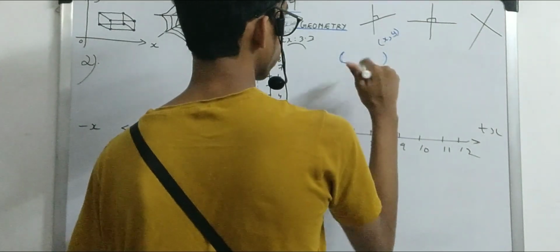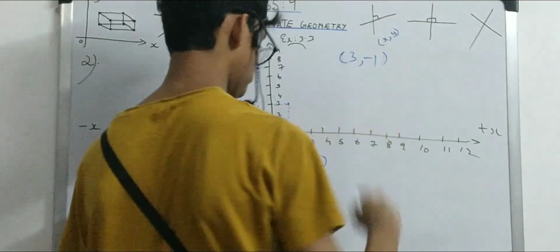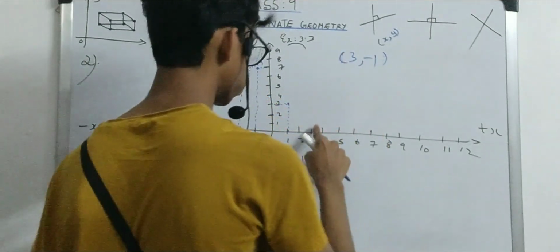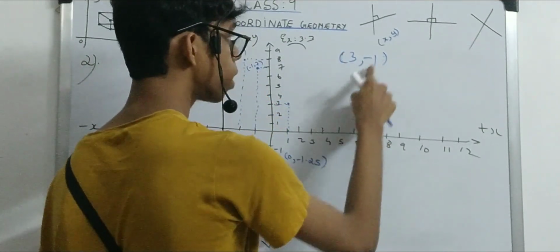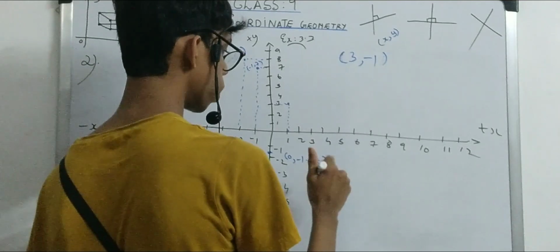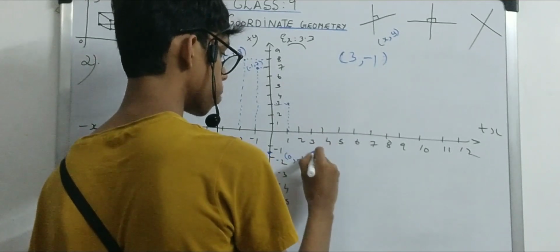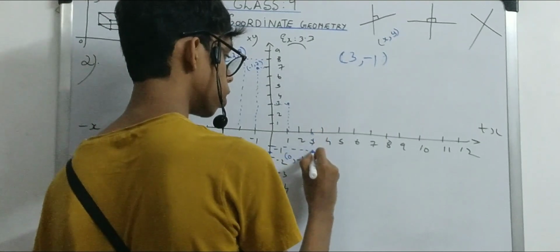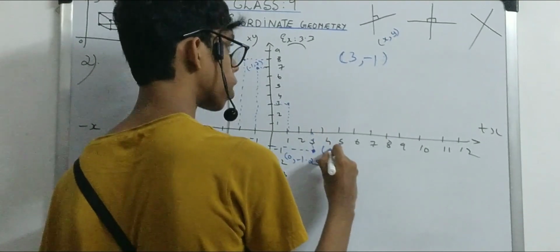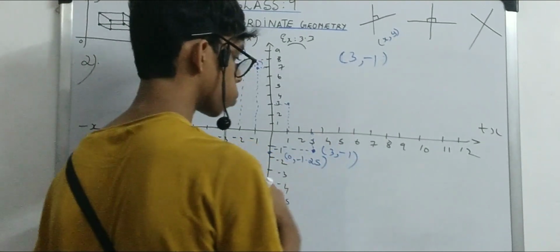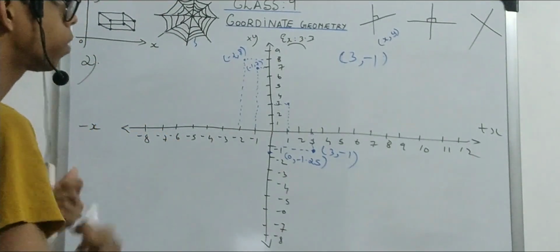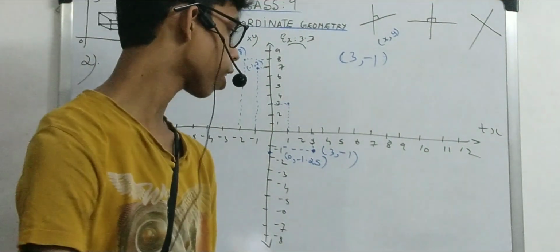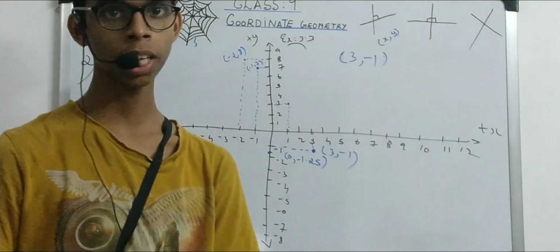Now the next one is 3 comma minus 1. 3 is on the x axis, so 3 over here, and minus 1 on the y axis, so it should go downwards. So this is 3, this is minus 1, and the point will lie somewhere over here. So this point is your 3 comma minus 1 point. I hope it is clear. If you plot the points on graph paper, it might look much neater.